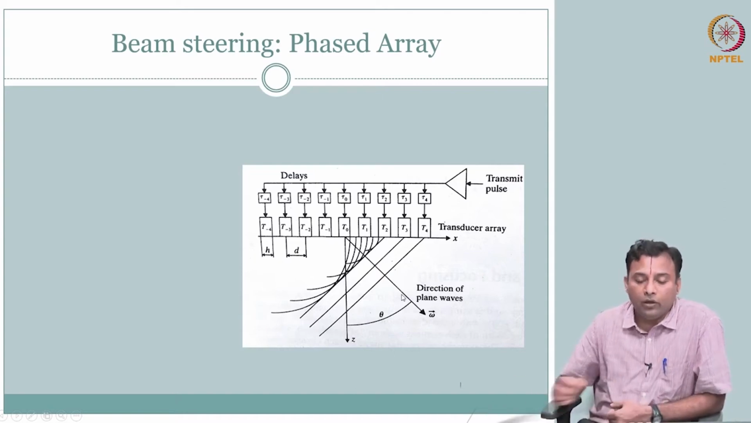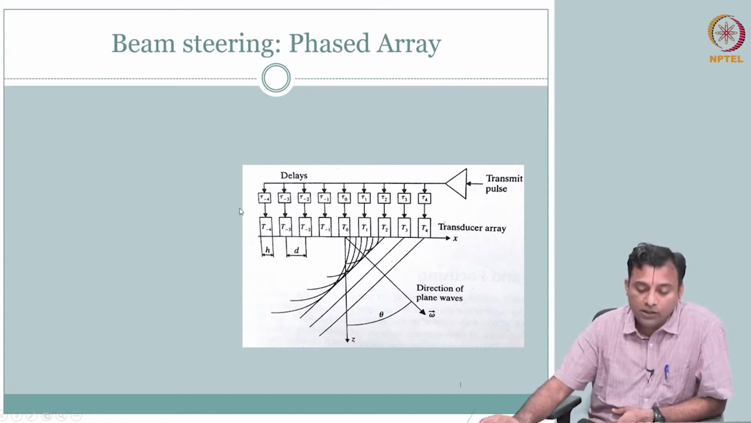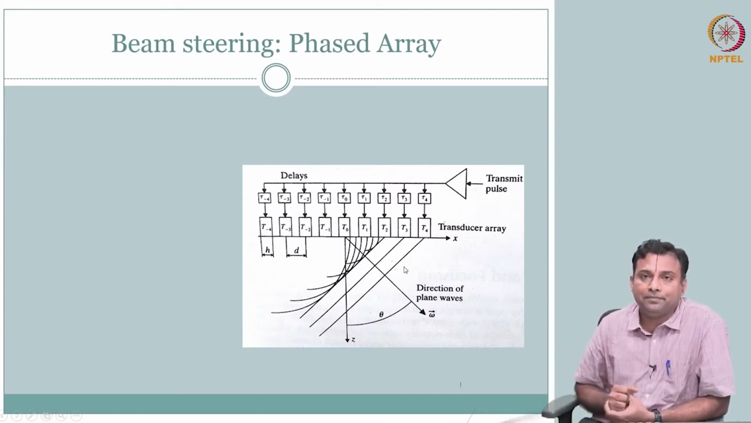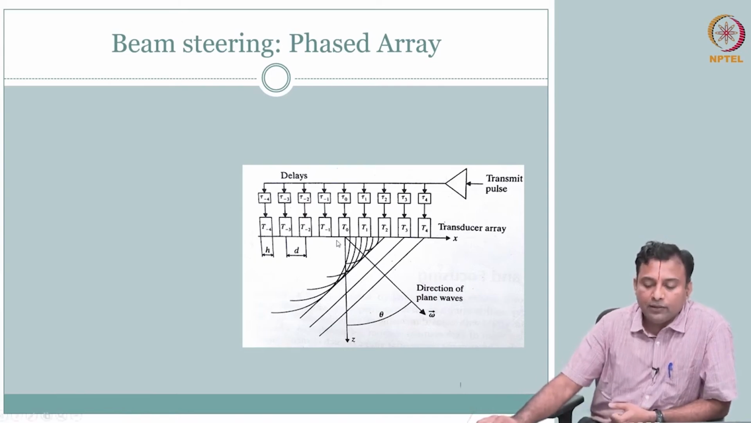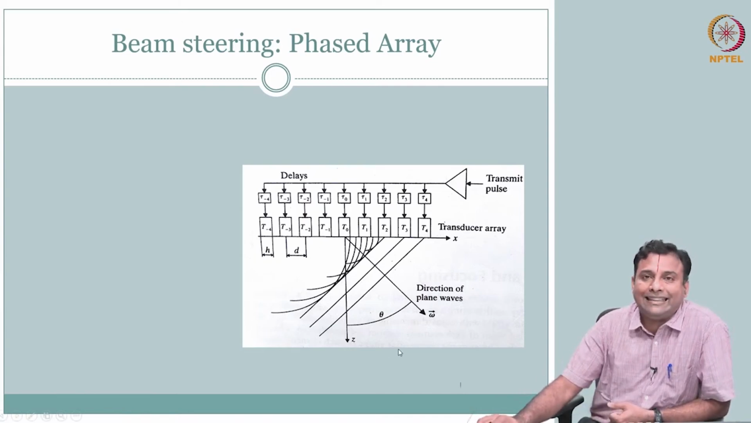So, how do we calculate? The problem proposition is how do you calculate these tau values such that the waves will go in the direction theta. Looking at it, what do you see? Let us assume that the speed of sound in the material is c. Let us not worry about any other value.